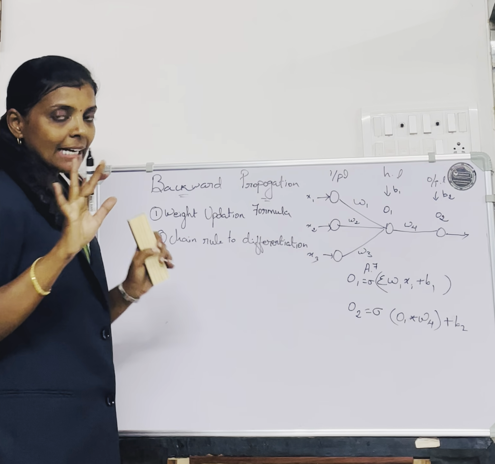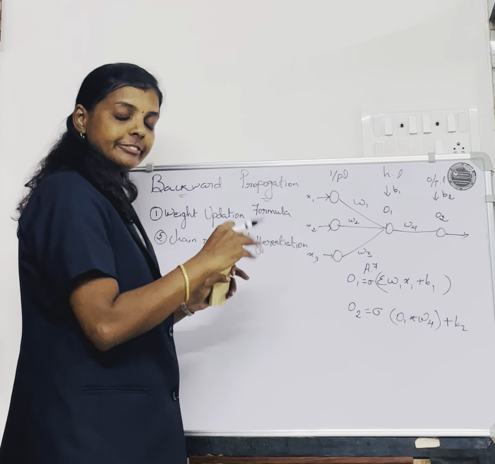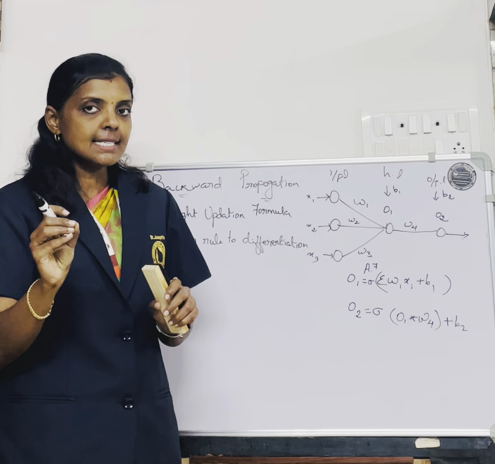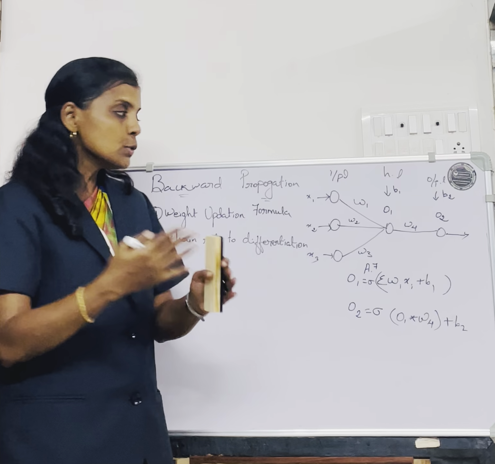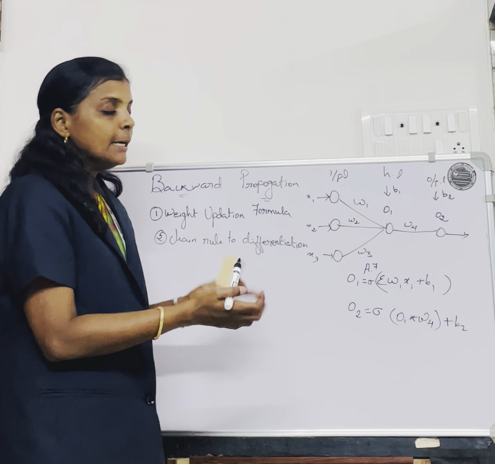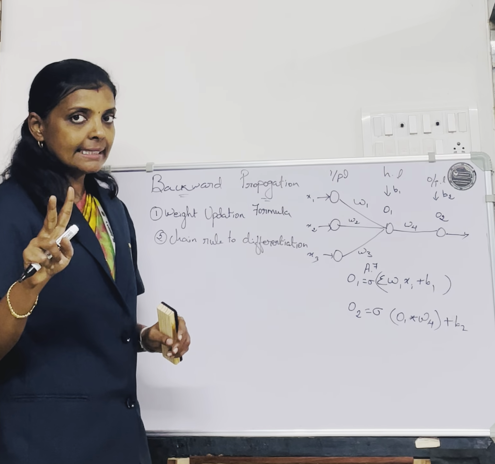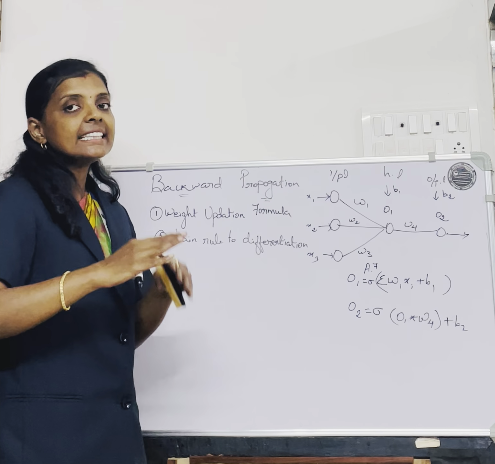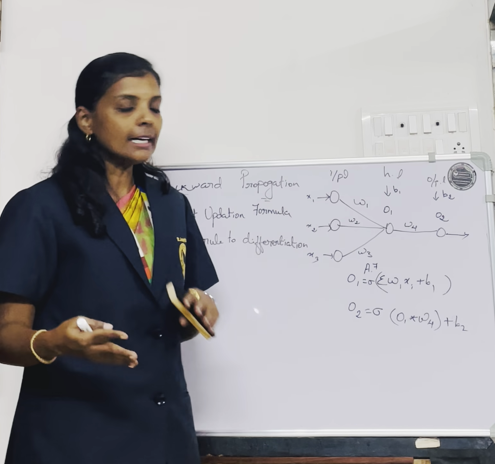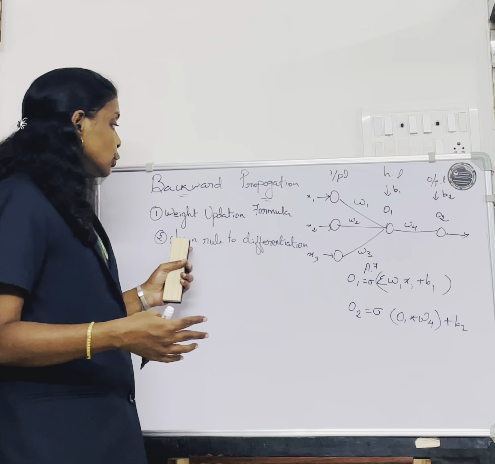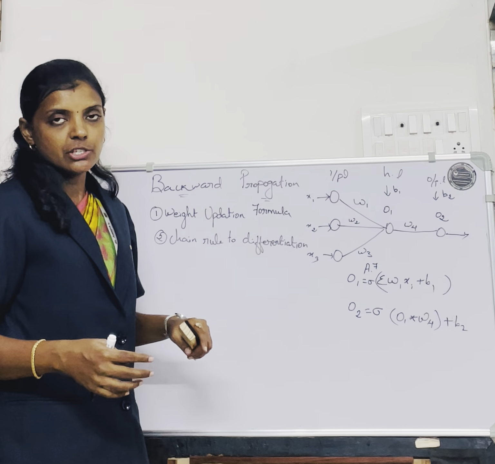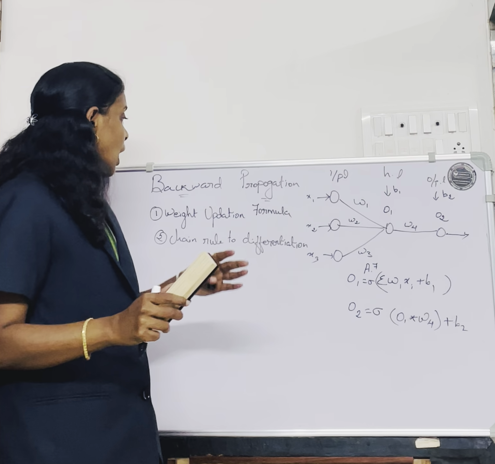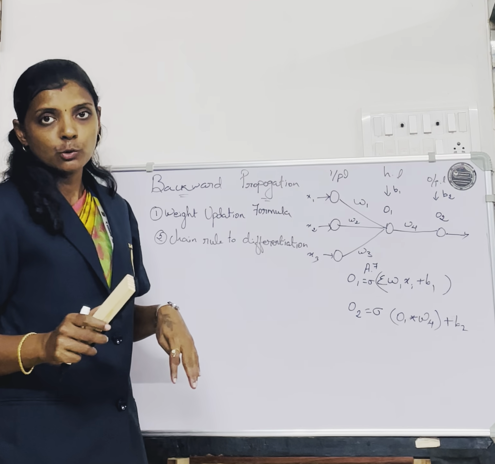Clear? So backward propagation is nothing but after complete forward propagation, we find out the loss, and we should reduce the loss using the back propagation technique. Back propagation technique has two categories. First one is weight updation formula, we should do that. Then after completing weight updation, we have to do chain rule of differentiation. Okay. So first I will explain how to do the weight updation process.